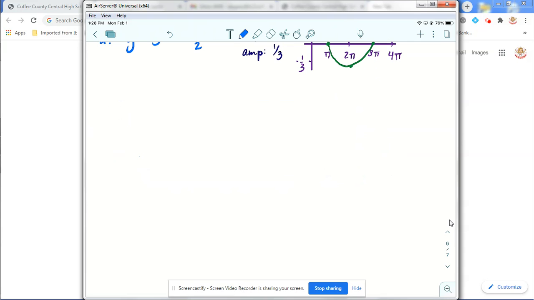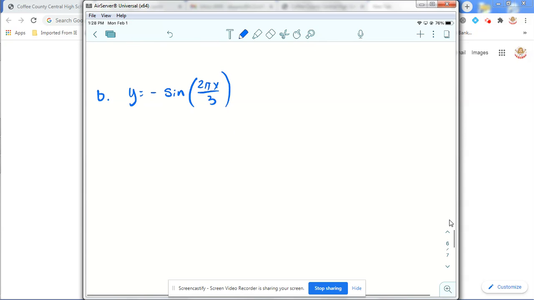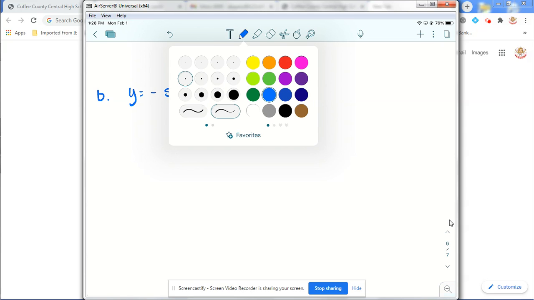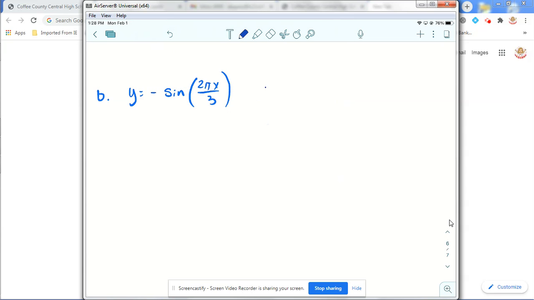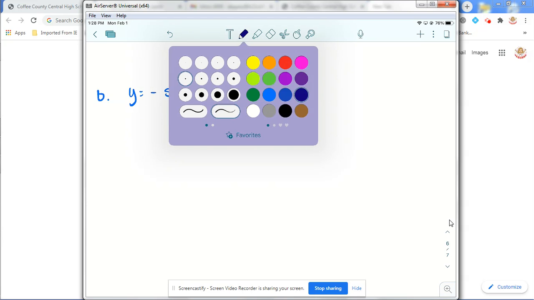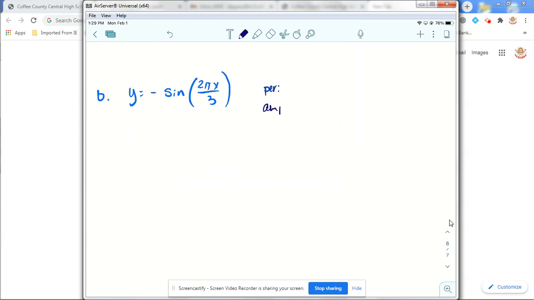Let's look at another one for b. We have y equals negative sine of 2 pi x over 3. Okay, so you guys go ahead and write down what you think the period is and what you think the amplitude is.